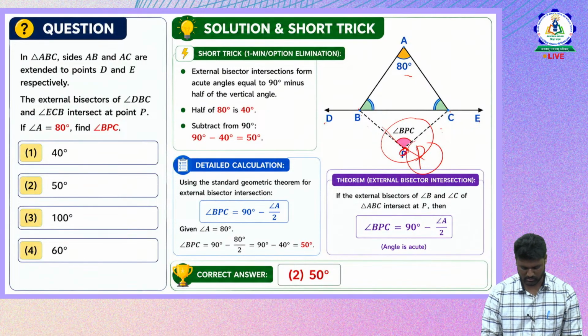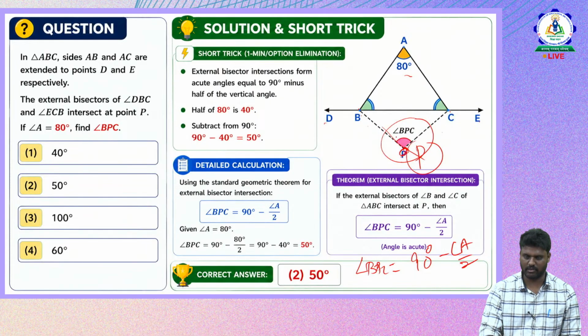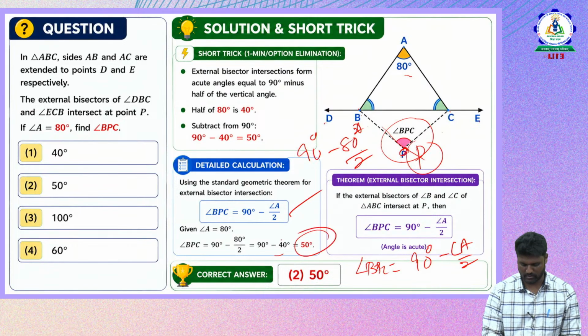What we have to do here is apply a similar bisector formula. Angle BPC is equal to 90 degrees minus the opposite angle A by 2. What is the value of angle A here? 80 degrees. So 90 minus 80 by 2, that is 90 minus 40, and we get 50. So option 2 is the correct answer. The value of angle A, 80 degrees, is what they have given.